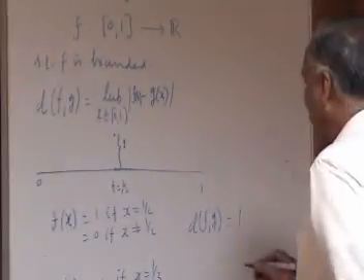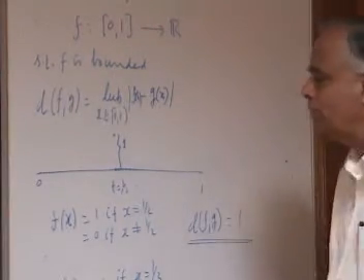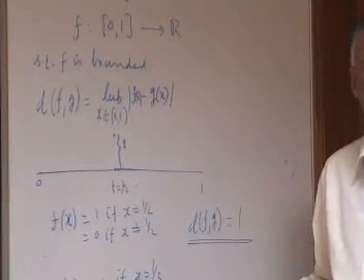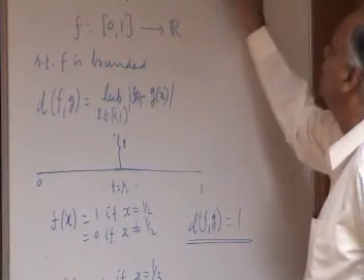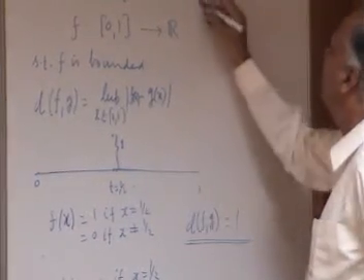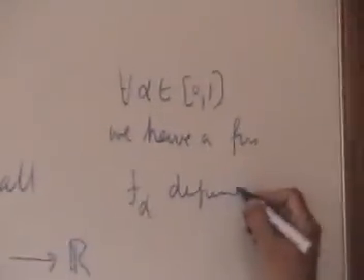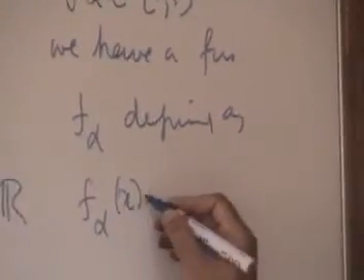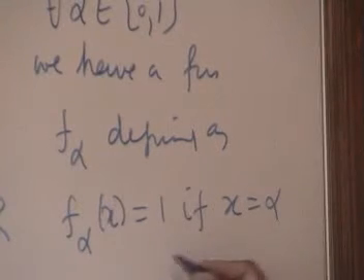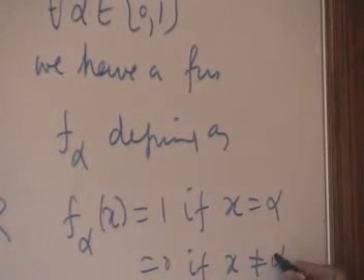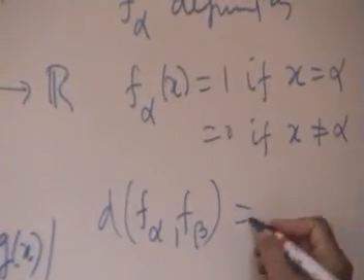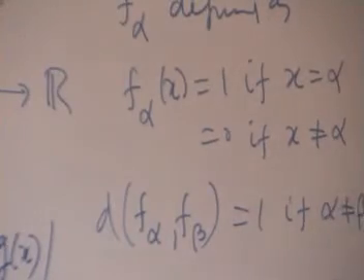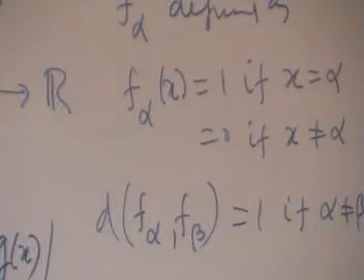So therefore, that is the distance between these two functions. Now you see that for every such point I can get one such function. So for every alpha in [0, 1], we have a function f alpha defined as f alpha of x equal to 1 if x equals alpha, 0 if x is not equal to alpha. And f alpha, f beta, the distance is 1 if alpha is not equal to beta, because this fellow is 1 where that fellow is 0, and that fellow is 1 where this fellow is 0. So the difference will always be 1.